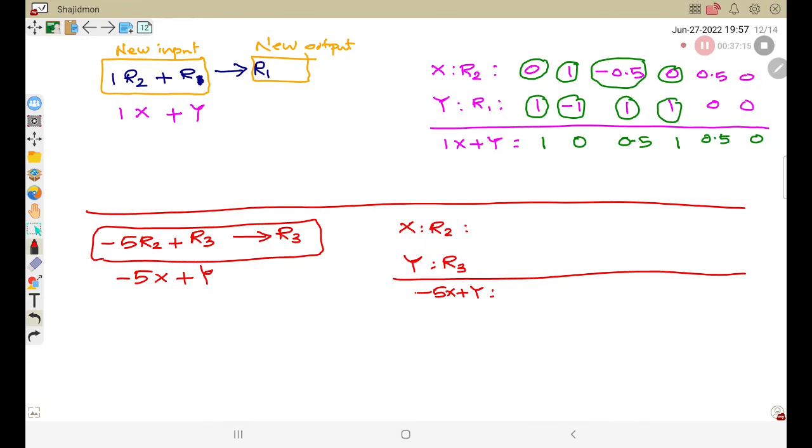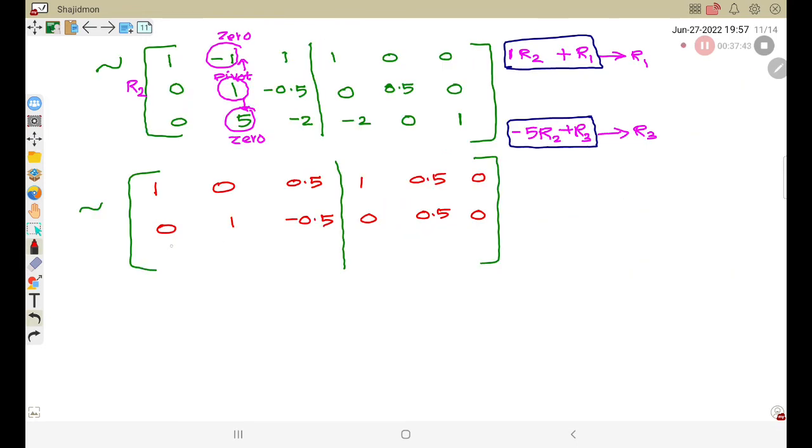Second row means what was the second row here? 0, 1, minus 0.5, 0, 0.5 and 0. Third row is 0, 5, minus 2, minus 2, 0 and 1. So you will get the answer once you are using the calculator: 0, 0, 0.5, minus 2, minus 2.5 and 1. Okay, so I will write that one. So we write 0, 0, 0.5, minus 2, minus 2.5 and 1. Okay, this number. So we got the second column also correct.